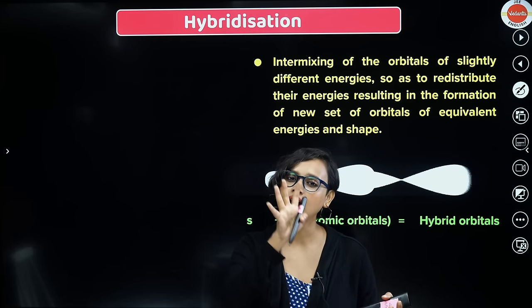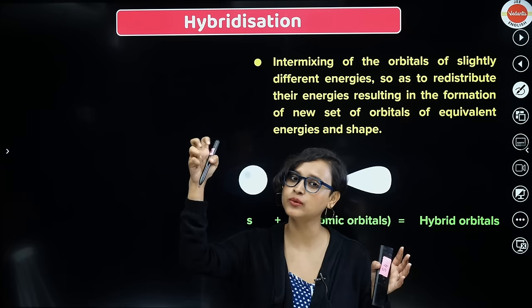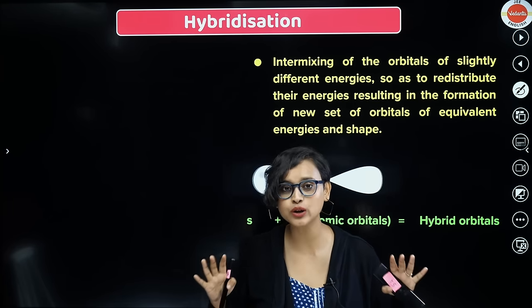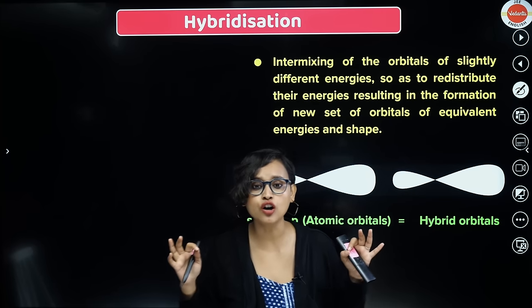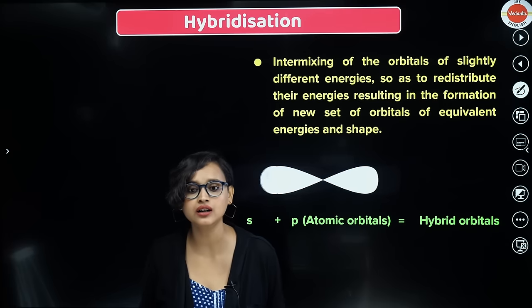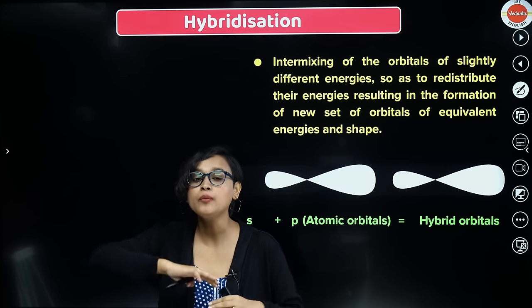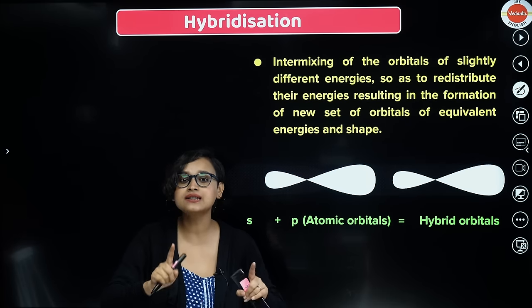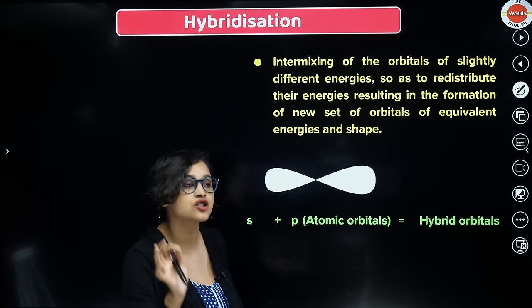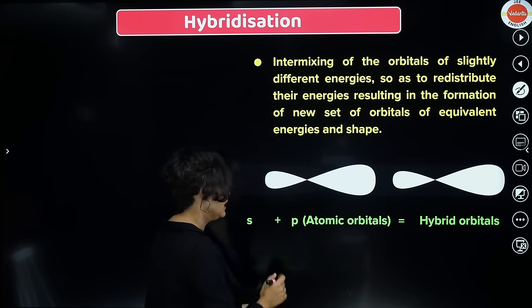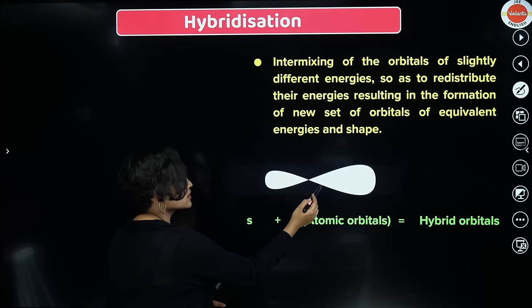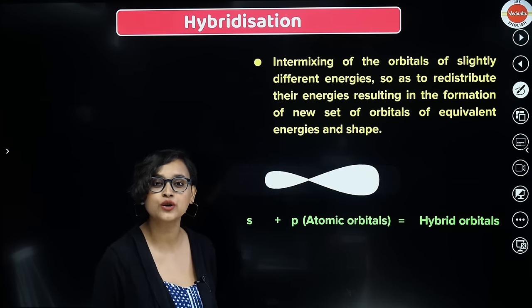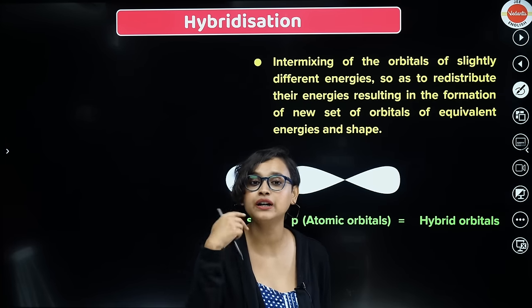Now what happens is a little bit from p goes into s and a little bit from d goes into p. So a redistribution of their energies happens, and then they form a new set of orbitals where they have equivalent energies and shape. The energy and the shape are similar. See, this is an s orbital, this is a p orbital, together they are mixing. Now you have an sp hybrid orbital.